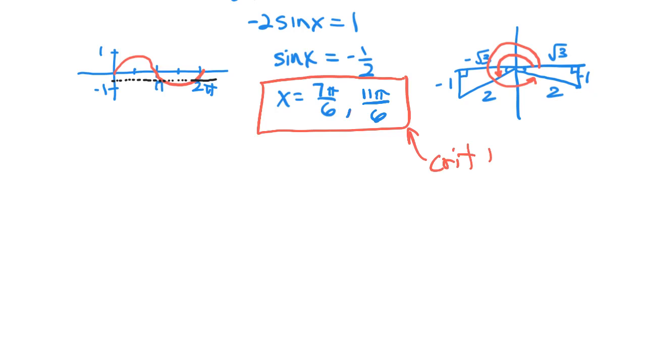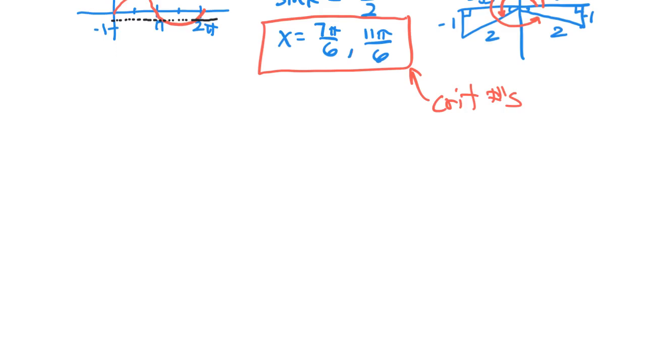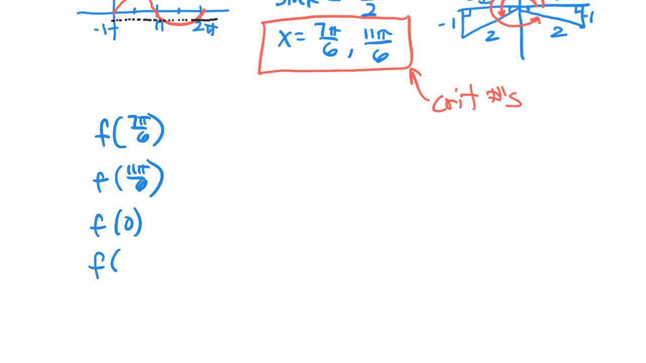These are critical numbers. So what we have to do is evaluate this function at the critical numbers and also at the endpoints. So we need to look at f of 7 pi over 6, f of 11 pi over 6, f of 0, and also f of 2 pi. We need to check all of these points and then figure out which one of these is the largest and which one is the smallest. So if you remember our original function, I'm going to write down this original function here.